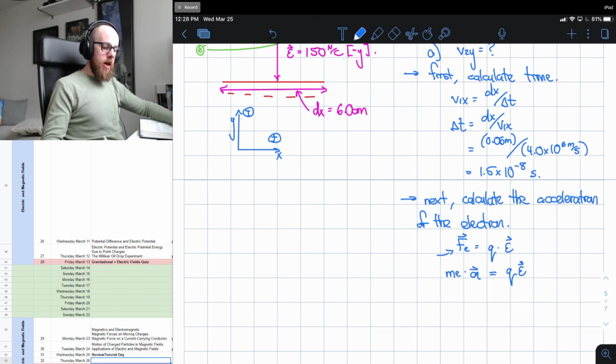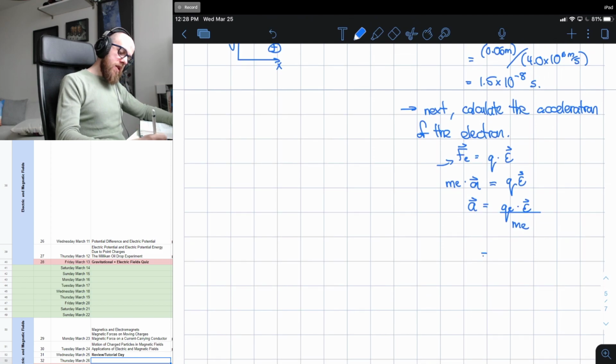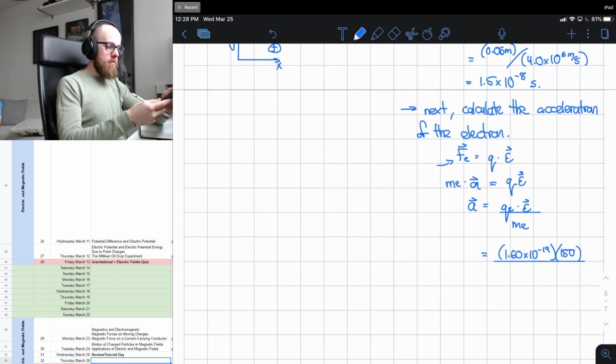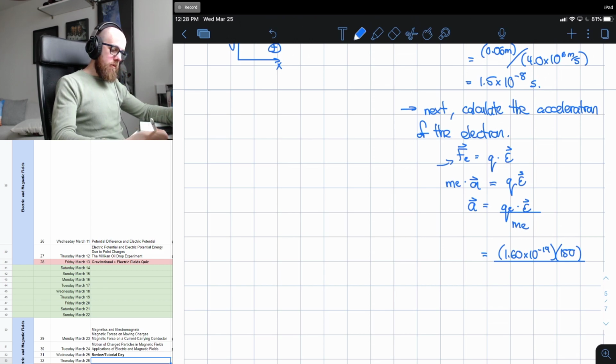Okay, and so let's plug this in. The acceleration is equal to the charge of the electron times the electric field over the mass of the electron. So this is 1.60 times 10 to the negative 19 times 150 Newton per Coulomb over the mass of the electron, 9.11 times 10 to the negative 31.